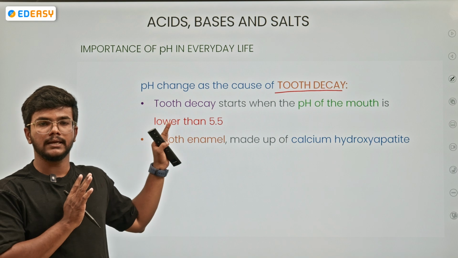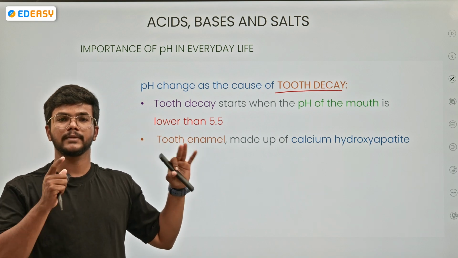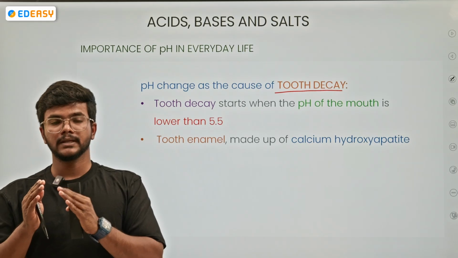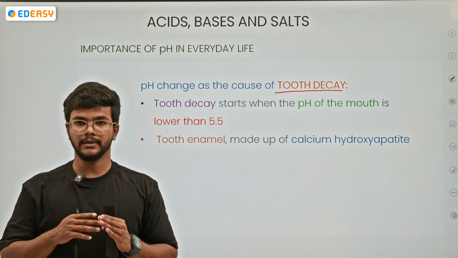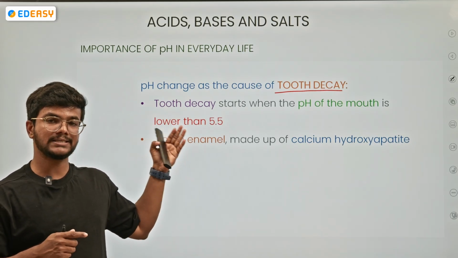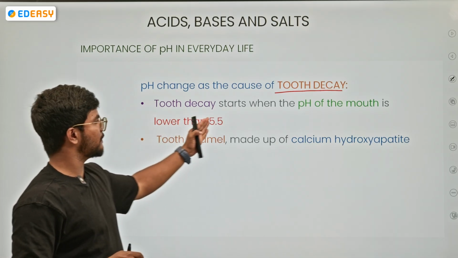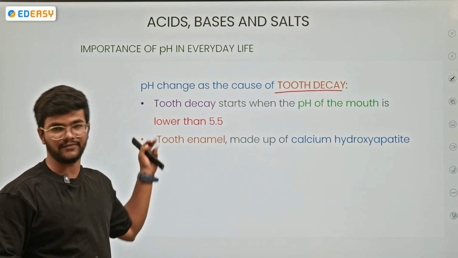Tooth decay occurs because of acids released from the bacteria, which are called decomposers. So we always use a base to decrease the acidity of the mouth. The pH should always be more than 5.5, not less than 5.5.